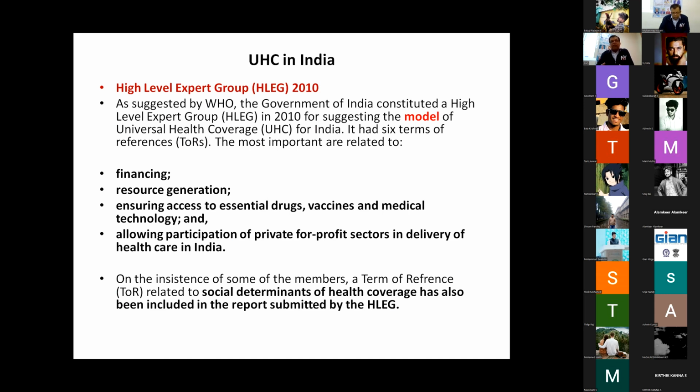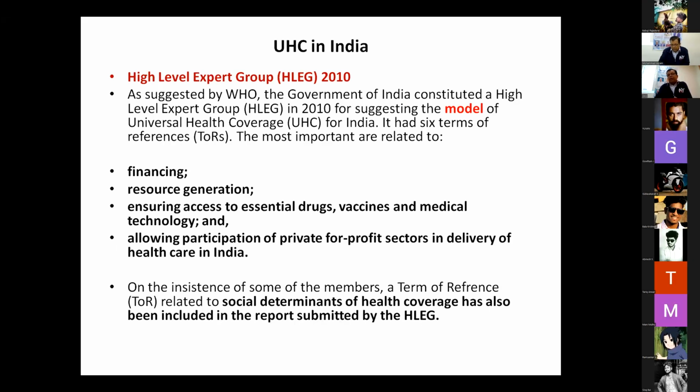And those terms of reference included financing, resource generation, ensuring access to essential drugs, vaccines, and medical technology, and allowing participation of private for-profit sector in delivery of healthcare in India. So see the last point. The government basically made it a point that there should be provisioning for for-profit sectors in delivery of healthcare. So when we are saying for-profit, that means we are differentiating them from not-for-profit. The non-government organizations or trusts are generally identified as not-for-profit sector, and the private sector is generally identified as for-profit sector. They come to the field for earning profit, right?